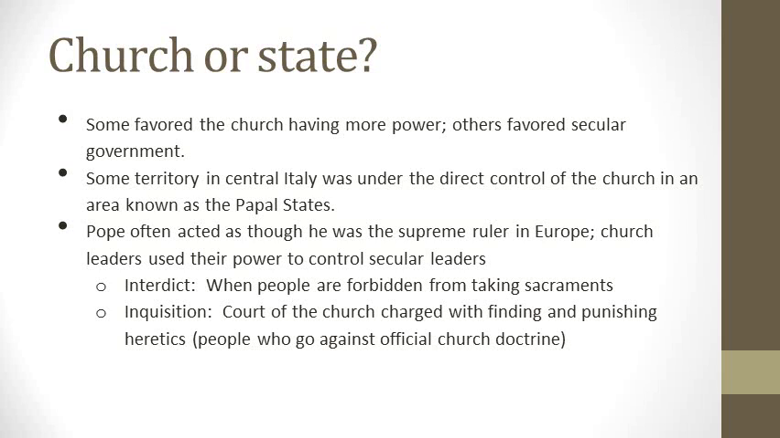Now, the Pope often acted as though he was the supreme ruler in Europe, even though he really wasn't a political leader most of the time. But the church leaders, including the Pope, would use certain powers to try and control what the kings, the secular leaders, were doing. One example of this is interdict, and that's when the Pope said that a group of people were forbidden from taking their sacraments.